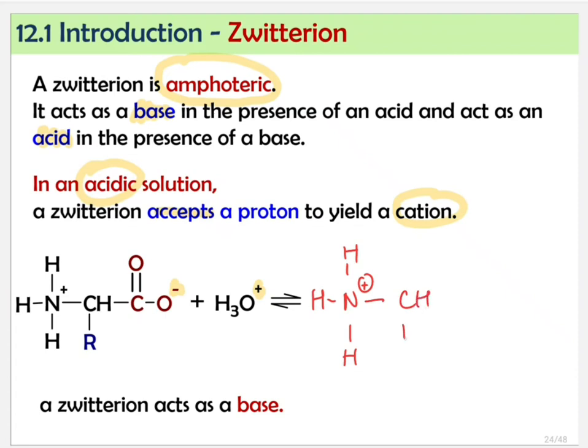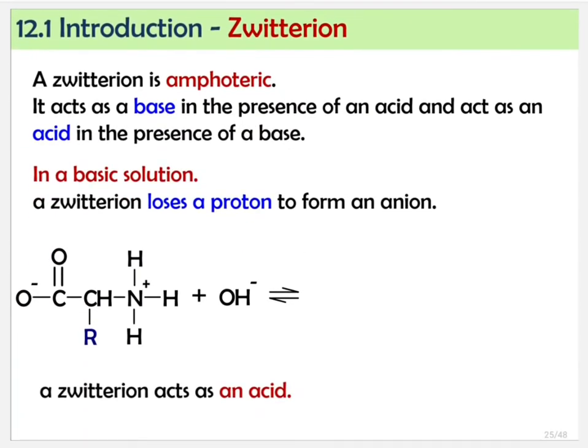And then CHR. Now, the C double bond O, O minus tadi, dia dah terima hydrogen daripada H3O+. So, sekarang dah jadi COOH. And H3O+ ni tadi dah bagi satu hydrogen kepada O kan? Now, dia dah jadi H2O. Therefore, Zwitterion act as the base dan menghasilkan cation yang positive charge ni masih ada. Jadi, itu adalah cation. Okay?